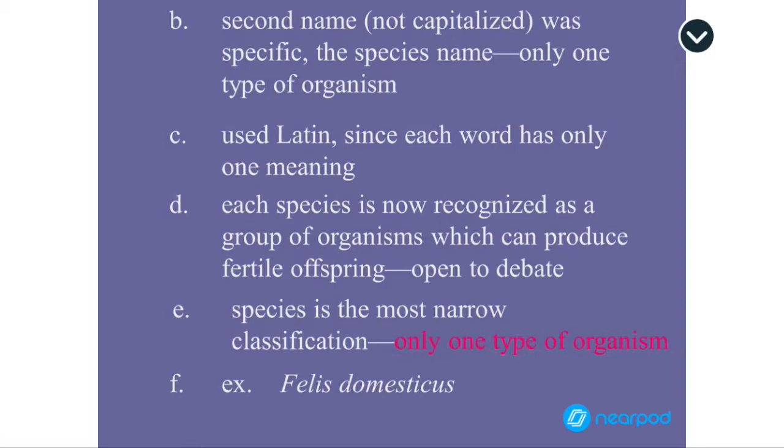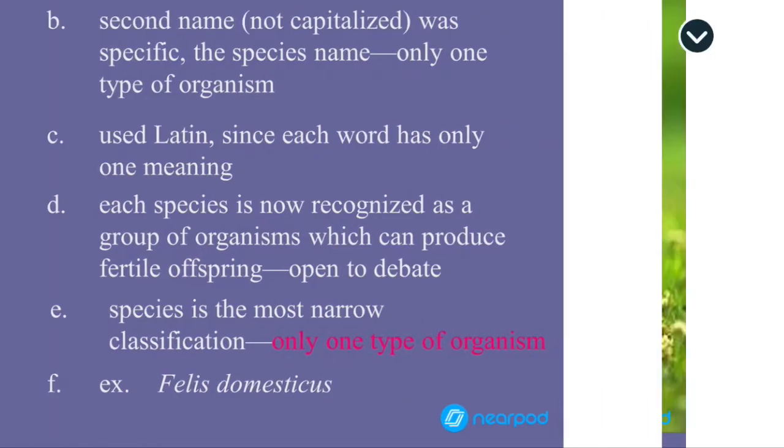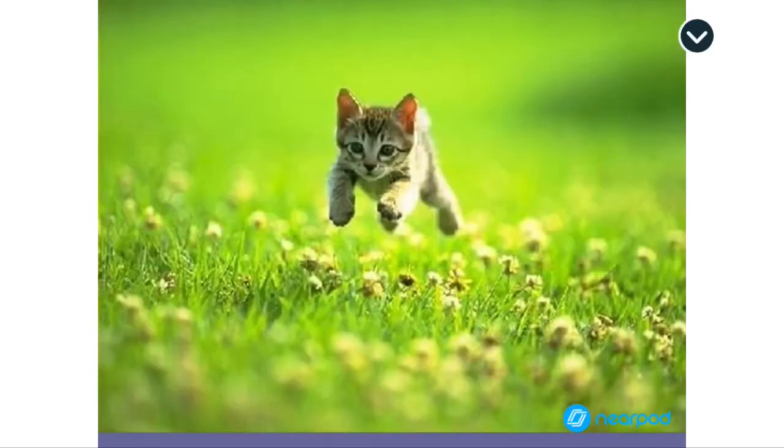He wrote in Latin. Each species today is recognized as a group of organisms which can produce fertile offspring, which means that they can have babies. This is open to debate, as we're going to see in just a moment. And so what we call a species is a group of organisms, all of the organisms in a location that can have babies together. So the species is the most narrow classification, just one type of animal, like Felis domesticus, this thing. So Felis domesticus, Felis means cat, and domestic means house, and so this is a house cat.